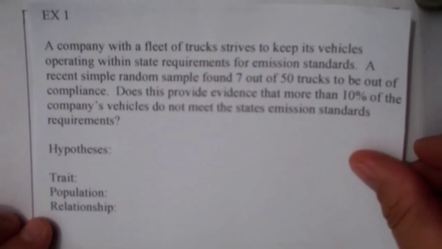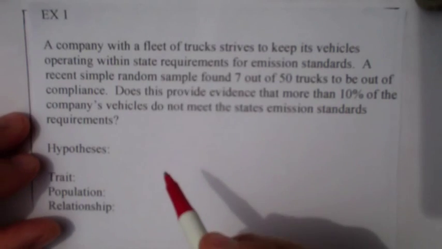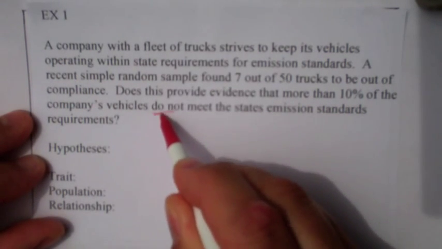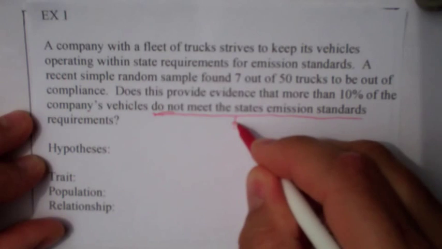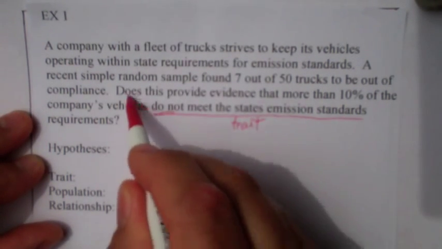Example 1. A company with a fleet of trucks strives to keep its vehicles operating within state requirements for emission standards. A recent simple random sample found 7 out of 50 trucks to be out of compliance. Does this provide evidence that more than 10% of the company's vehicles do not meet the state's emission standards requirements? Now, the trait is, you're wondering if they do not meet emission standards. The population are the company's vehicles.